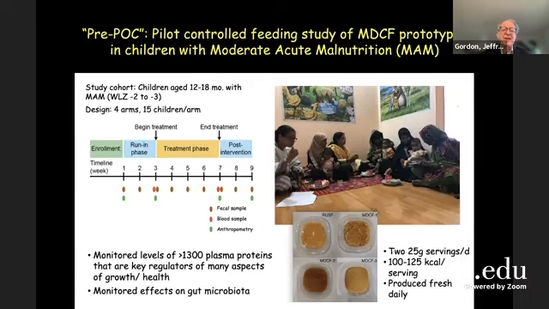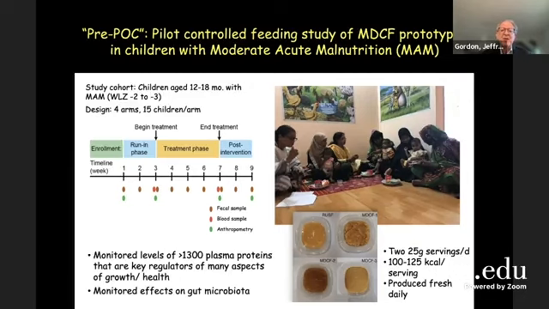It was a short study, 4 weeks of an intervention with one or the other of our MDCF prototypes, and another arm received a standard of care, a ready-to-use supplementary food. There was a run-in period where we obtained fecal samples and anthropometry. At the end of the run-in period, a blood draw was obtained because we wanted to develop a much more comprehensive definition of the biological state or states of these children prior to initiation of treatment.